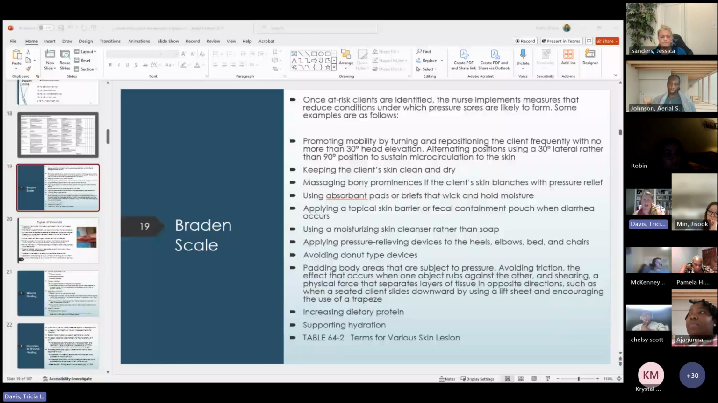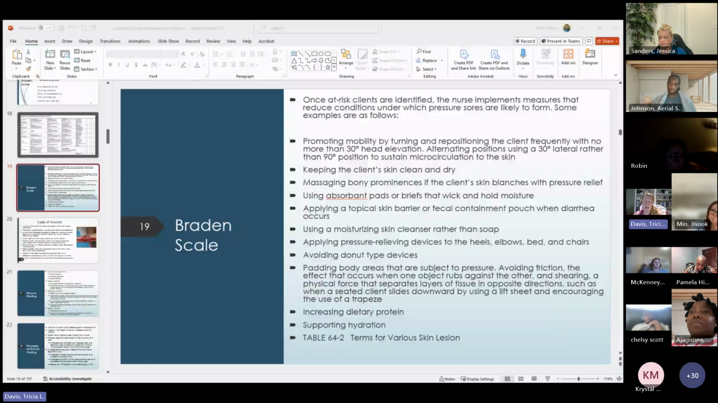Repositioning them in bed, all that kind of stuff. So they have these things called donut devices that you can just sit the patient in, where the inside of the middle was cut out like a donut. Those are things that we don't really like to use because it can cause skin breakdown in other areas. So we typically don't have those in the hospital.